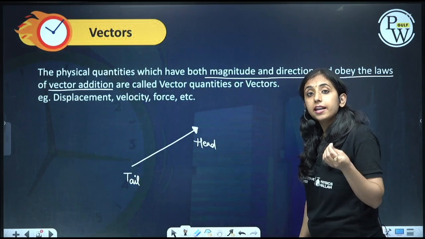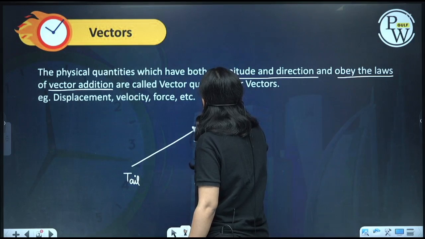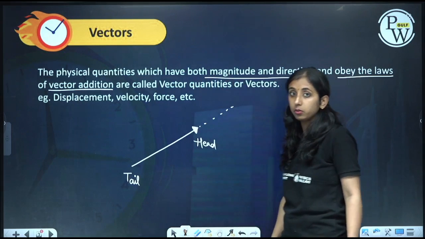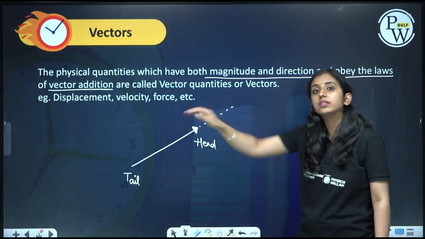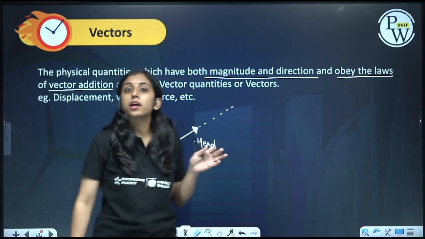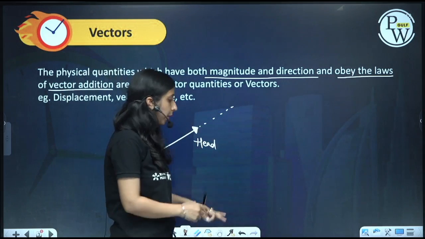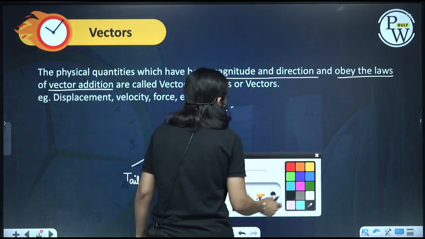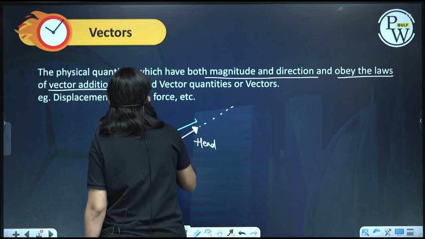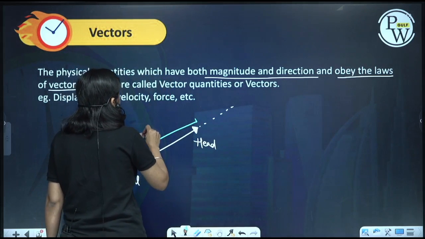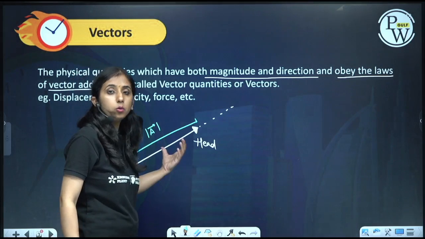Now in which direction will this arrow point? This arrow will point in the direction in which I want to show my vector. Okay, if there is a force of 2 Newton in this direction, then I'll point the arrow in this direction. The arrowhead will point in the direction of the vector, and this length of my vector tells me the magnitude of the vector.